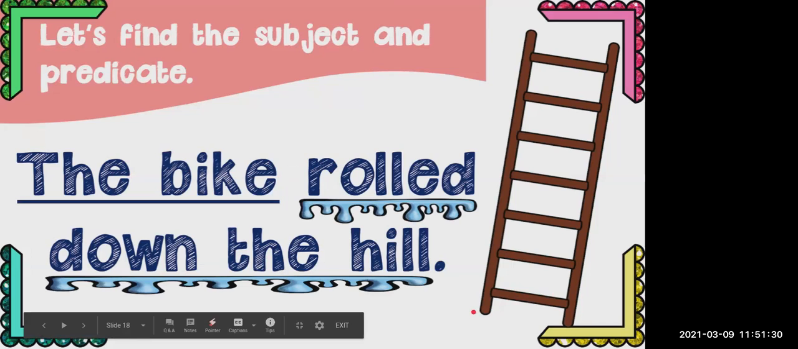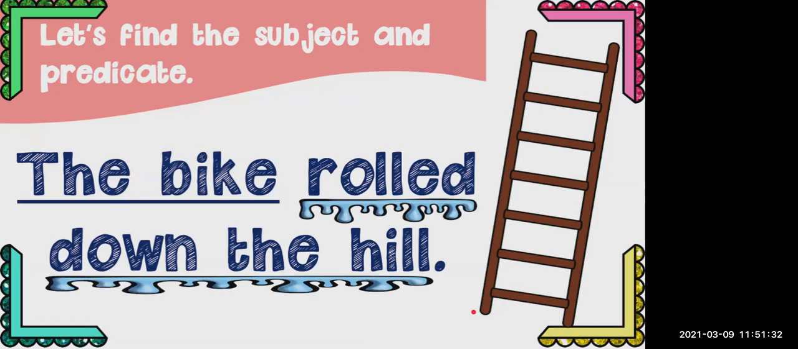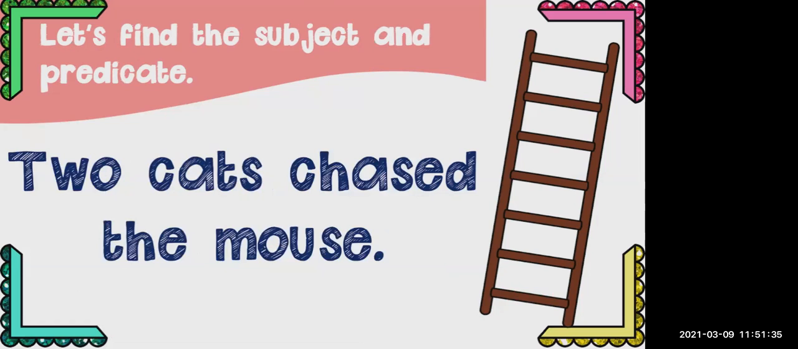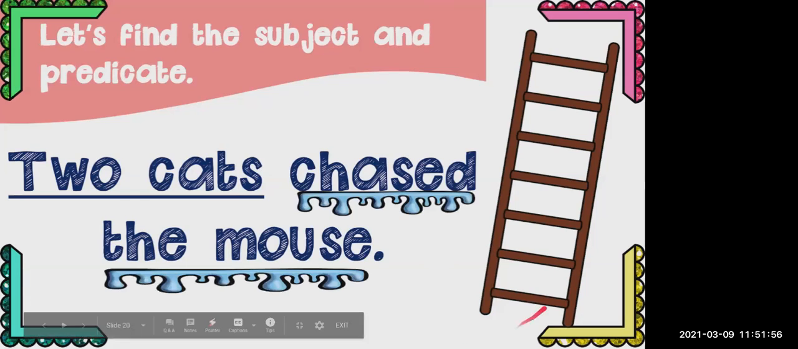All right, so now it is your partner's turn to go. Two cats chased the mouse. So what is the subject? Who is that sentence about? And what did the subject do? So what is the predicate? So the subject is two cats, and the predicate is chased the mouse. So if your partner got that right, they get to step up to the first ring with you.